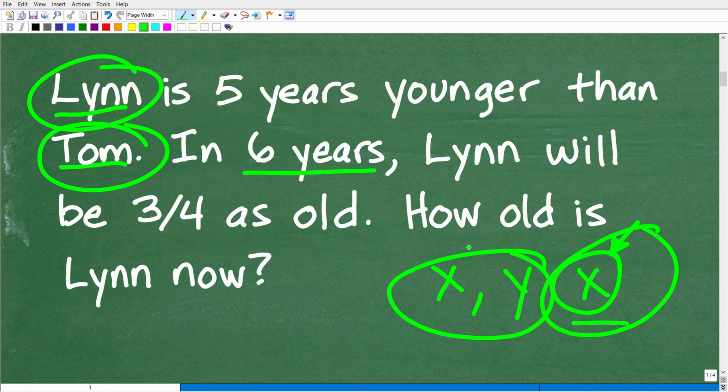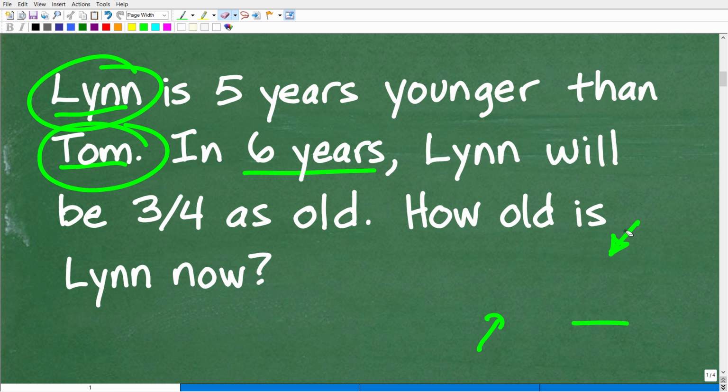Now, sometimes students will look at a problem like this and say, okay, I don't know Lynn's age or Tom's age, so I'm going to let both of those unknown values be different variables. You've got to be careful here because what you're going to have is a system, a two-variable linear system, and you don't want to overcomplicate this problem, okay? And again, the best way to figure out what's going on here is through experience. So always try to get away with using one variable to represent what's going on in a problem.